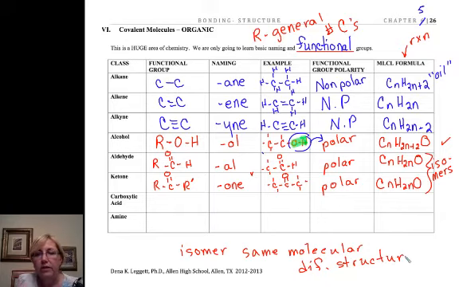You learned a lot about isomers back in biology when you did all the sugars, all those hexoses that had the same molecular formula, but their oxygens and OH groups were rearranged differently. And so they were isomers.